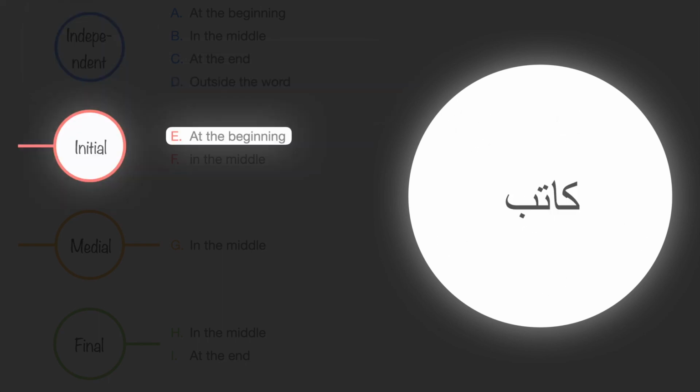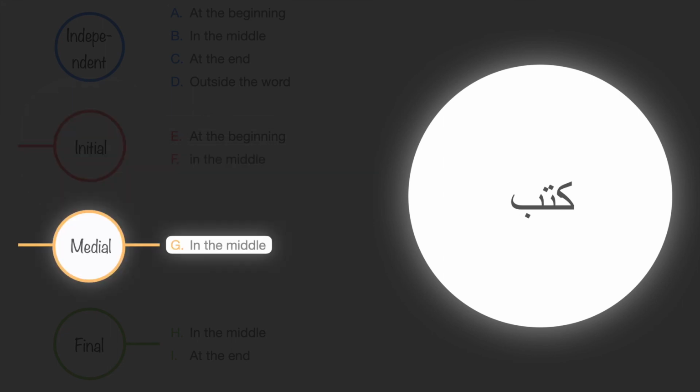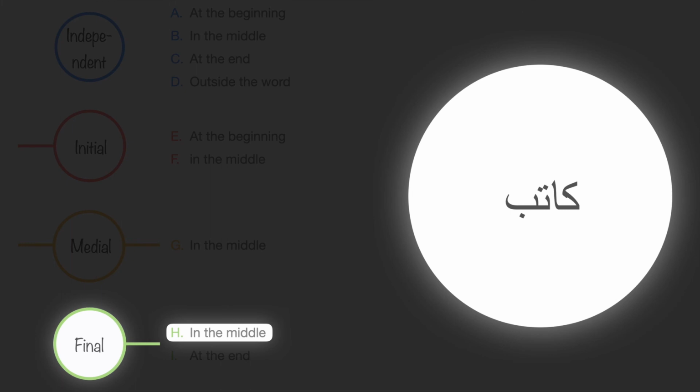The initial shape comes at the beginning of the word, like Kaf here, but Ta comes in the initial shape in the middle of the word. That's because the previous letter cannot connect with it. The medial shape comes only in the middle, like the letter Ta here. And here we have Alif in the final shape in the middle of the word, because it cannot connect with the next letter. And this Ba is in the final shape at the end of the word.